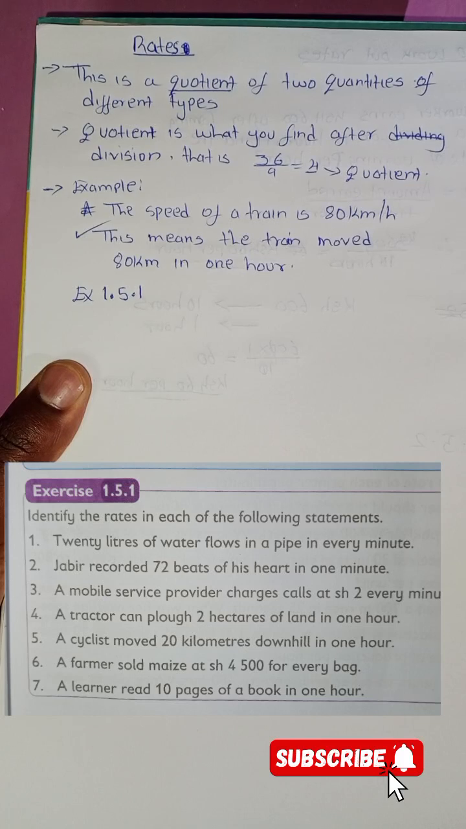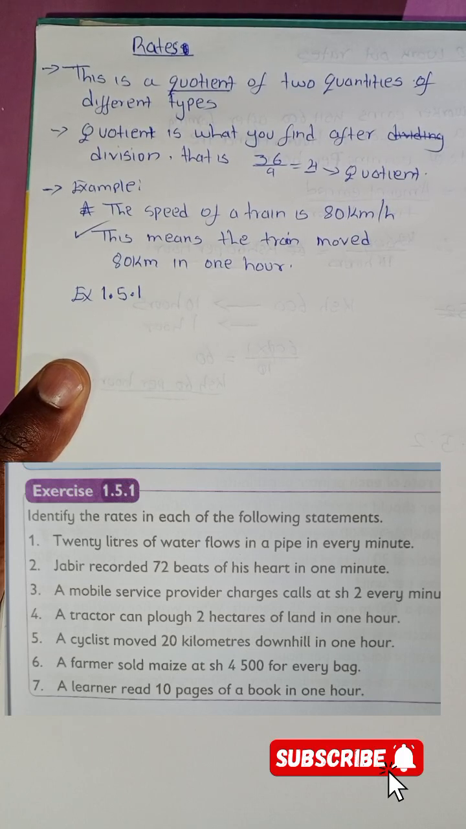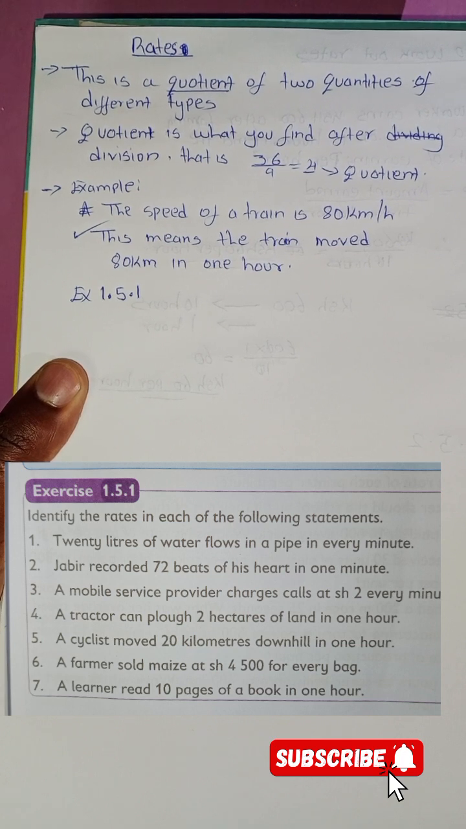A rate is the quotient of two quantities of different types. So we define what a quantity is. No, quotient. Quotient is what you find after division. Example, 36 divided by 9, you'll have 4. So the 4 is the quotient. Whatever you get after division is what we call the quotient.